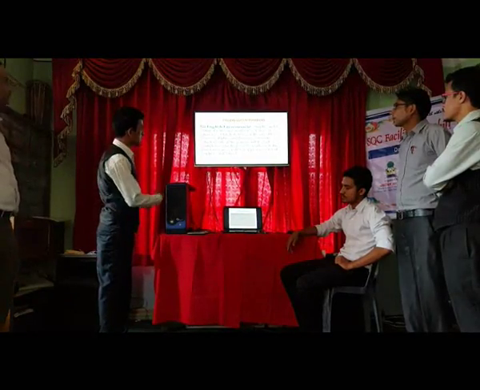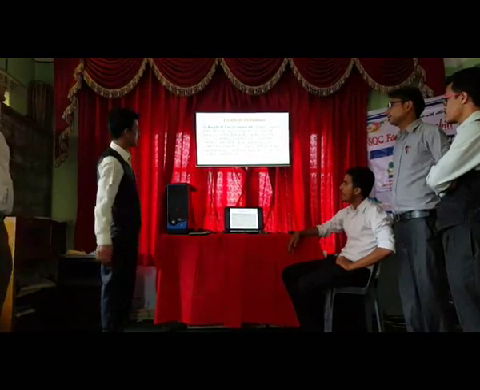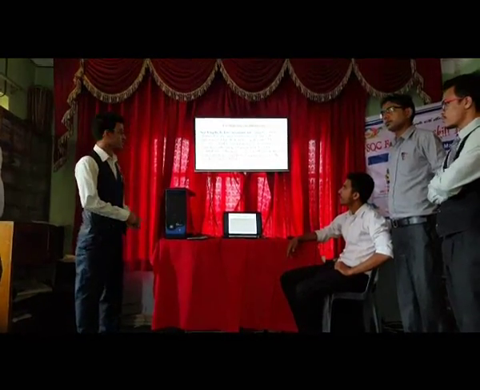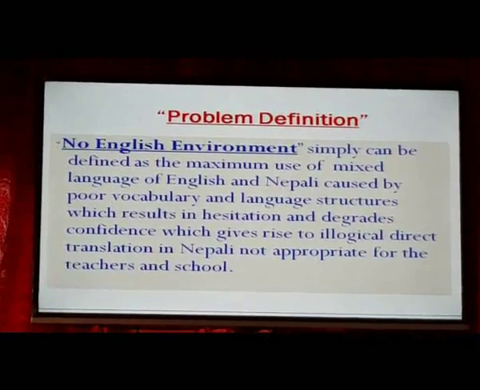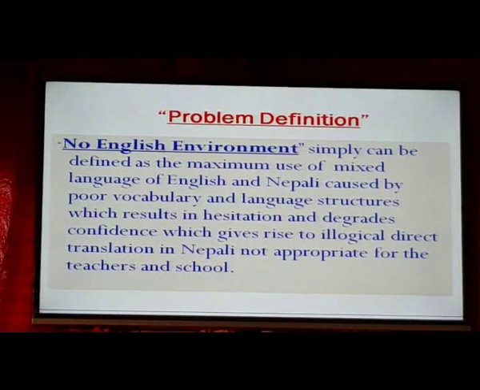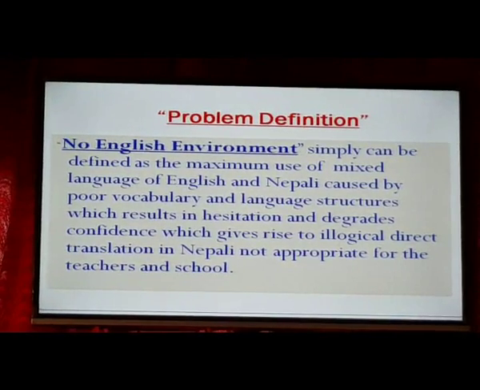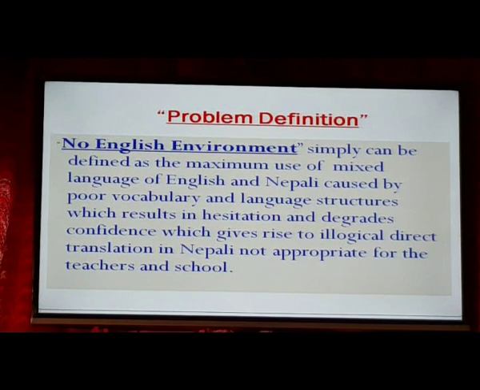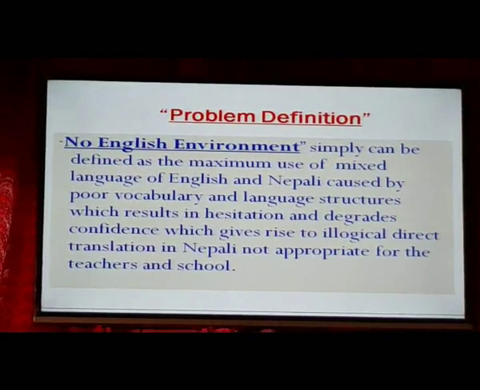And here we go, problem definition. No English environment, how is it caused? It can simply be defined as the maximum use of mixed language of English and Nepali caused by poor vocabulary, poor power, and lack of language structures, which results in hesitation and reduces confidence, which gives rise to illogical direct translation in Nepali, which is not appropriate for teachers as well as students.